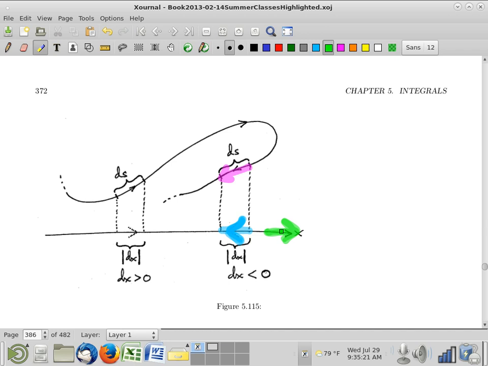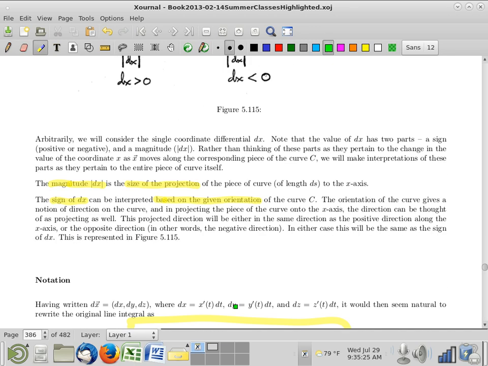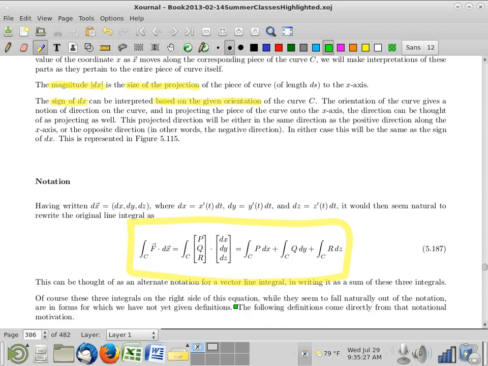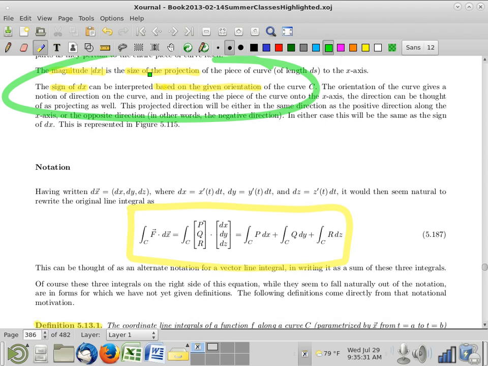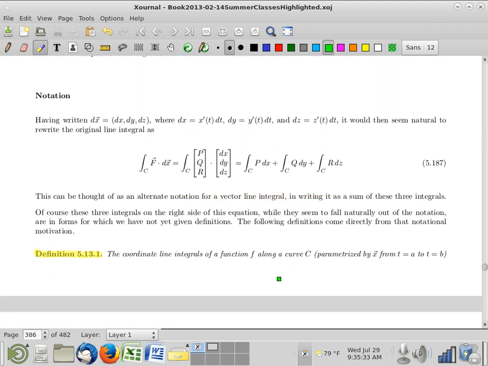Okay. All right. Geometric point of view. So now here's that observation. Now what can we do with this? Well, recall, here's our vector line integral, old news.